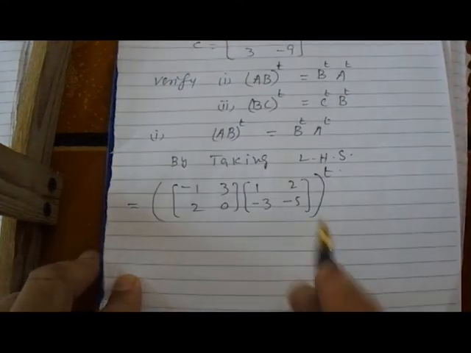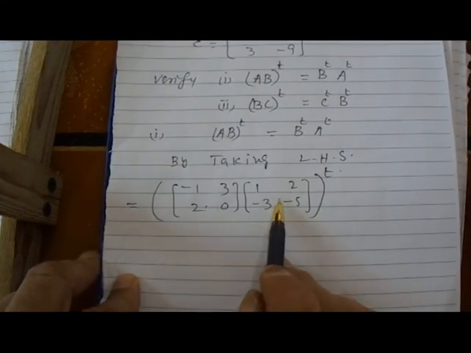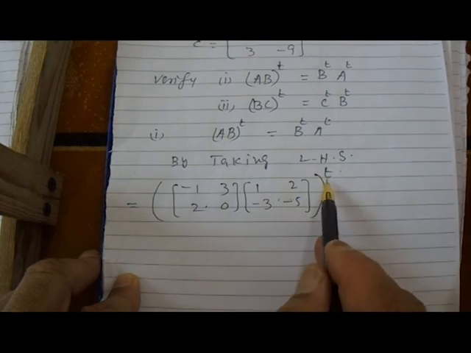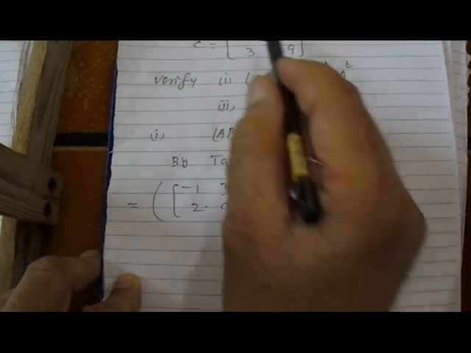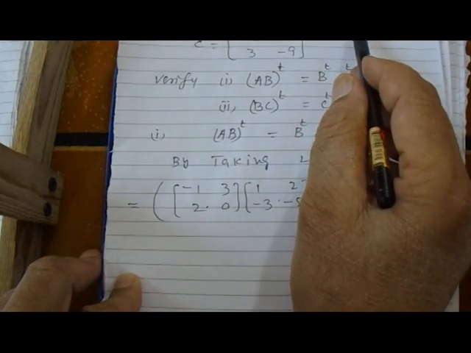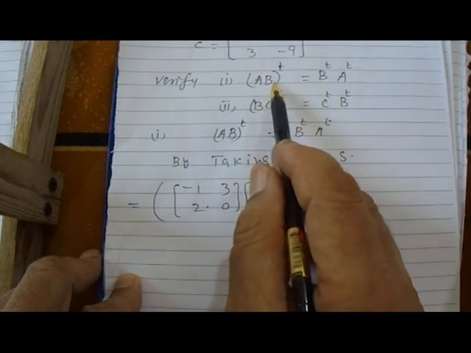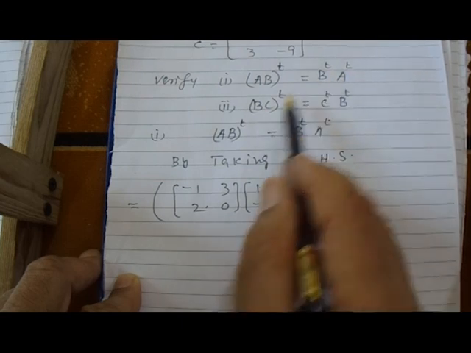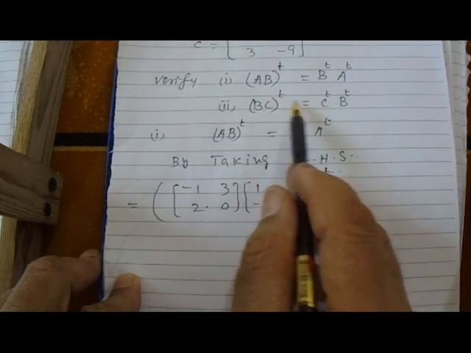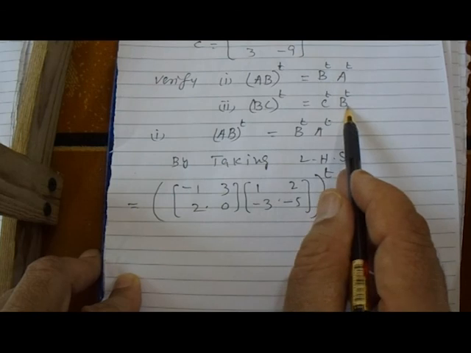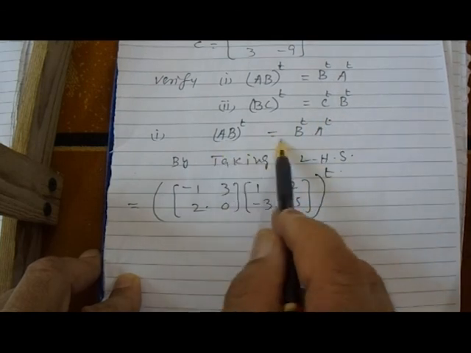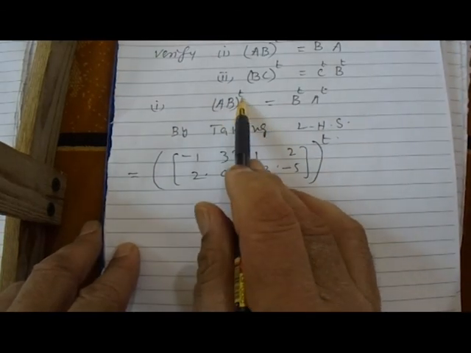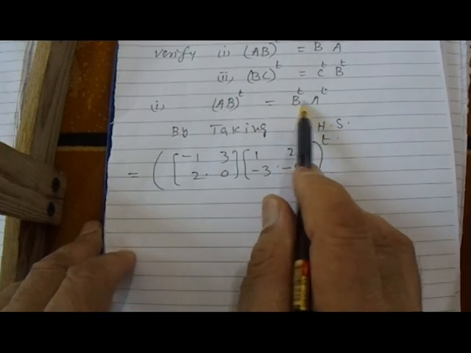Now we multiply this by this, A multiplied by B, then after multiplication we take the transpose. Now this is our A, this is our B, this is our C. AB transpose is equal to B transpose multiplied by A transpose. The second part, BC transpose is equal to C transpose and B transpose. First we take this, AB transpose is equal to B transpose and A transpose.